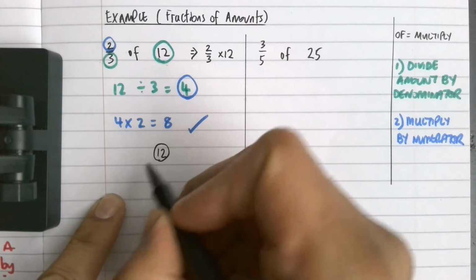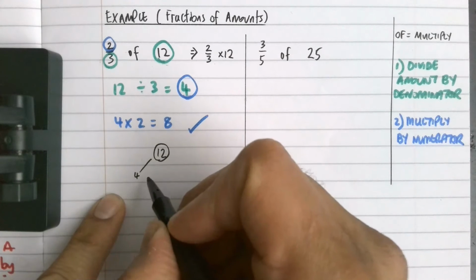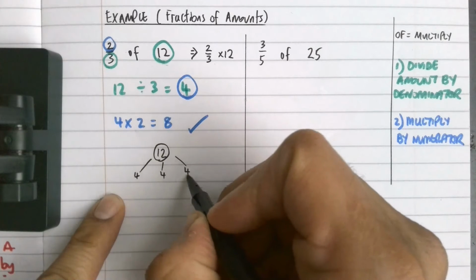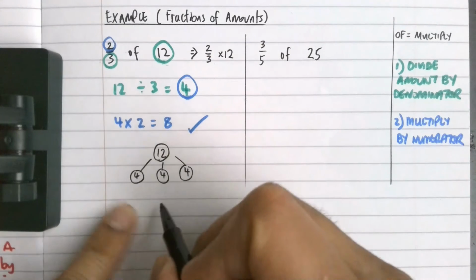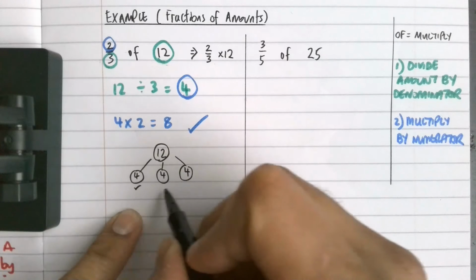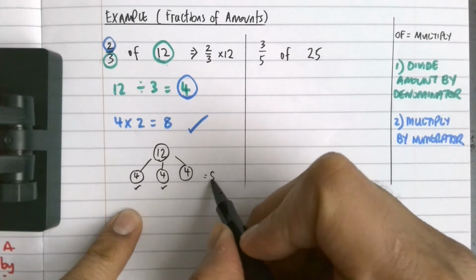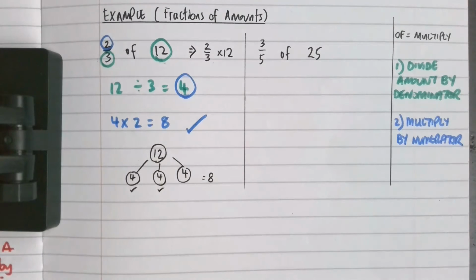Visually, so we have 12. We break it down to 3 equal parts. Each of those parts is worth 4. And from those parts we want 2. So we've got first 2 or second 2, however you want. We've got 2 parts and they add up to 8. So that's kind of a visual representation of that question.